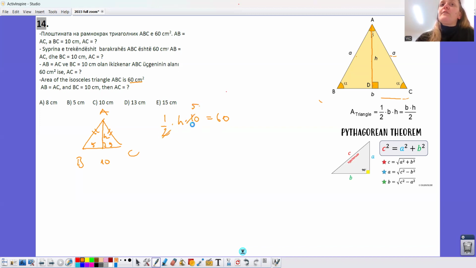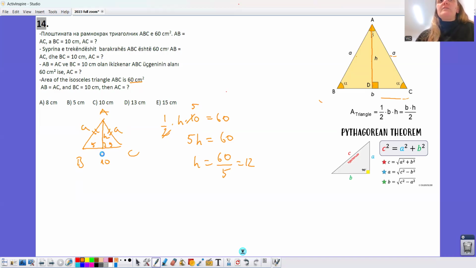10/2, which is 5. So I have 5h is equal to 60. So h is equal to 60/5, which is 12. But we are not looking for h, we are looking for AC. And let's say this is A and this is A.